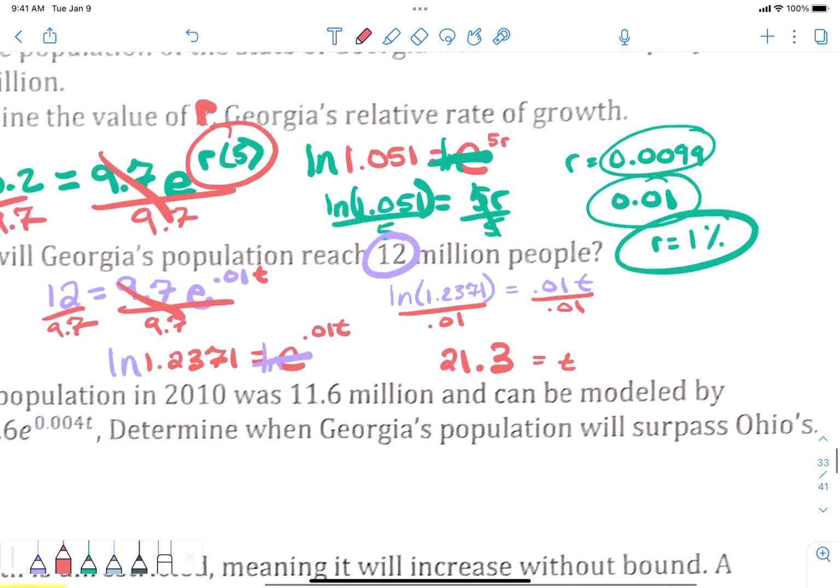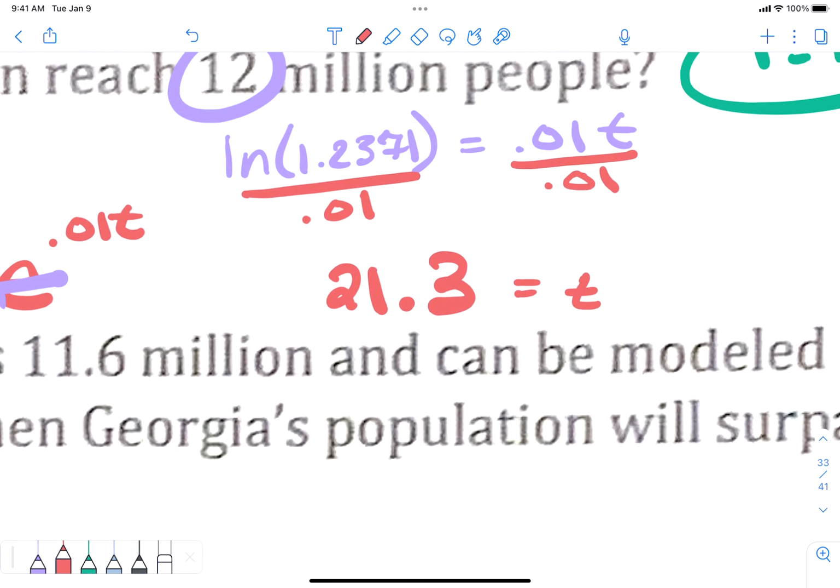Now what am I doing? I don't know what you're doing. Okay, now it's just not doing what it's wanting to do. So ln of 1.2371 divided by 0.01. Okay, 21.3. Okay, but that doesn't tell me when.